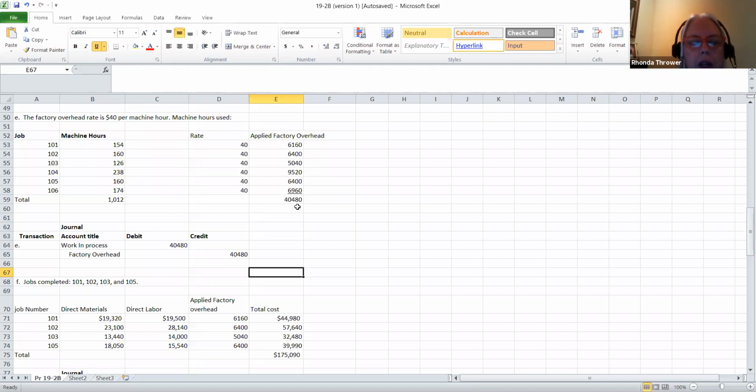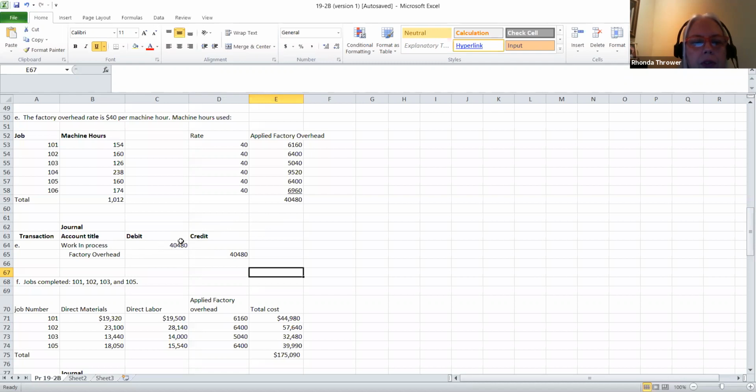The total amount is 40,480. And what you will do is take this applied factory overhead, the estimated amount, and place it into your work in process inventory account. So work in process, which is an asset, is going to be debited for your applied amount of factory overhead.